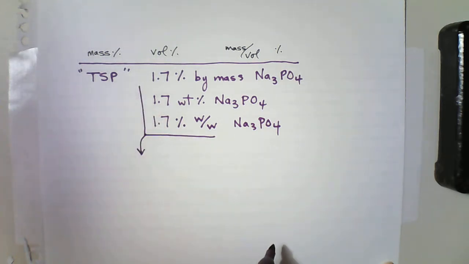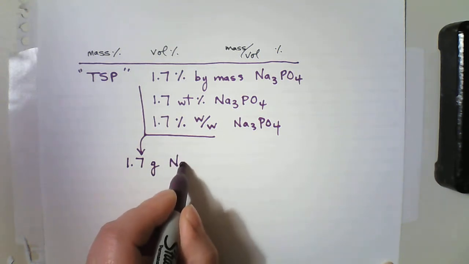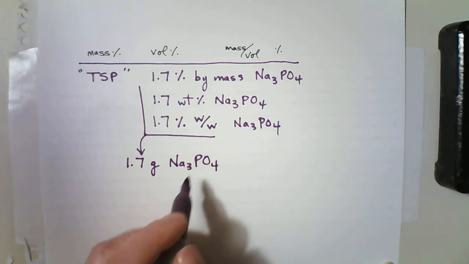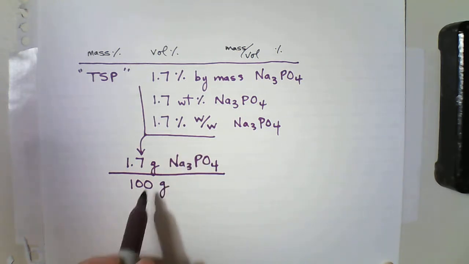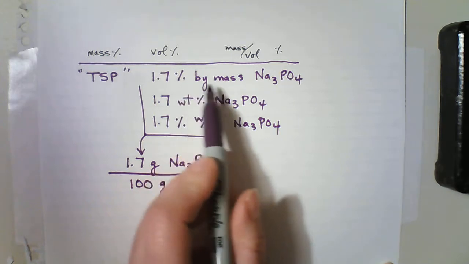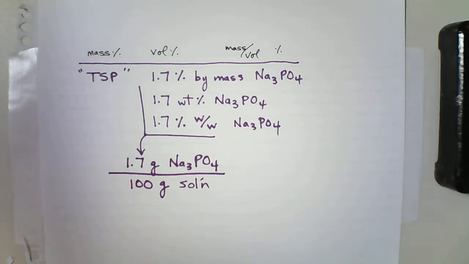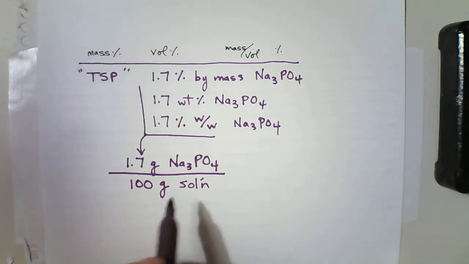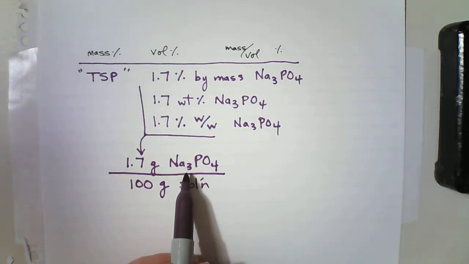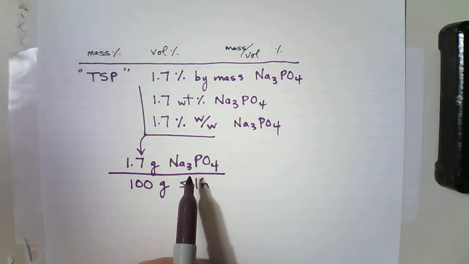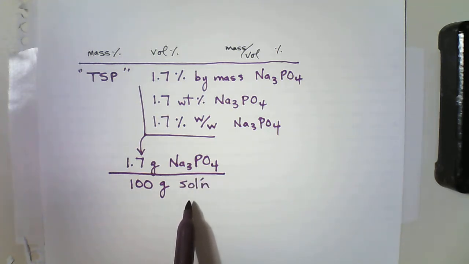And what they imply is the following. They mean that this solution has 1.7 grams of sodium phosphate in 100 grams of solution, because it's a percent, weight per weight, weight percent by mass of solution. That's what it is. And so I use this to determine what mass of solution contains a given mass of sodium phosphate, or I would use it to determine what mass of sodium phosphate is contained in a given amount or mass of solution.